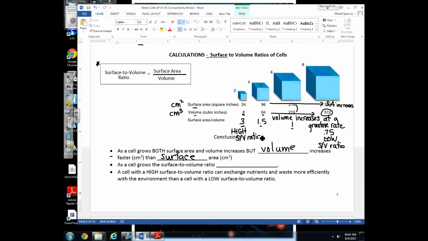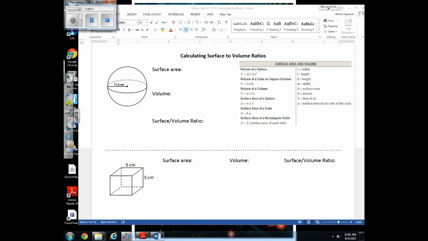So you can see from the numbers that we calculated, as the cell grows, the surface to volume ratio decreases. On this page, we're going to tackle the surface area and the volume formulas that are on your formula sheet. And we're going to go through some examples so you know how to calculate surface to volume ratio of objects that have different shapes, like spheres versus cubes versus columns.